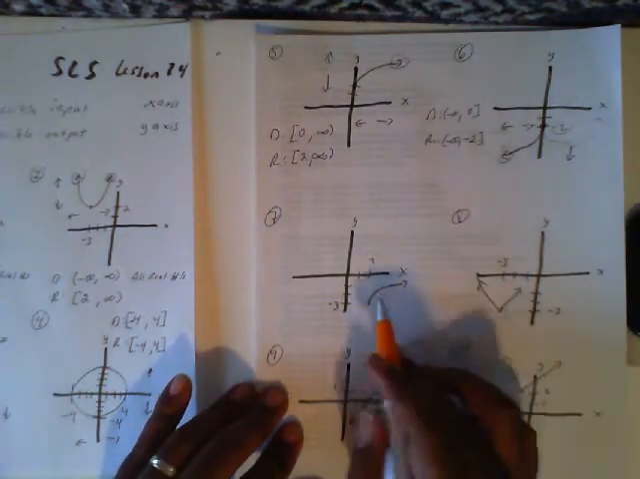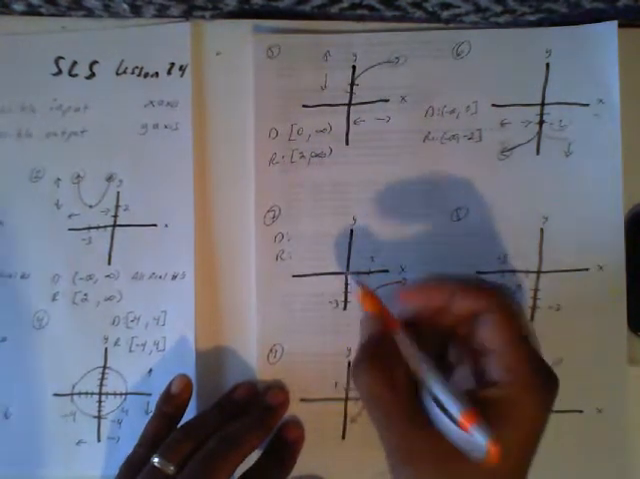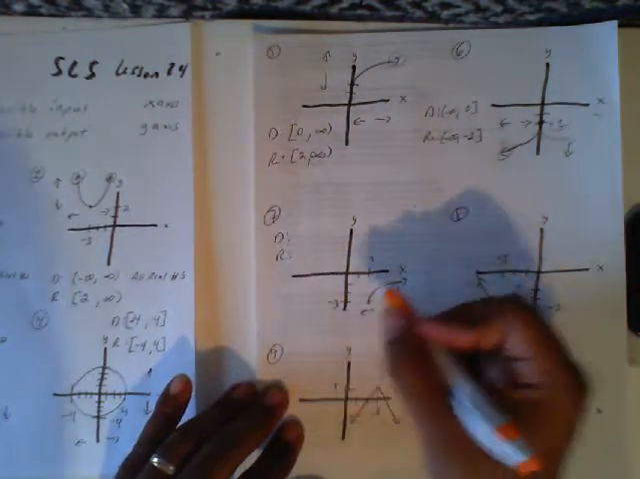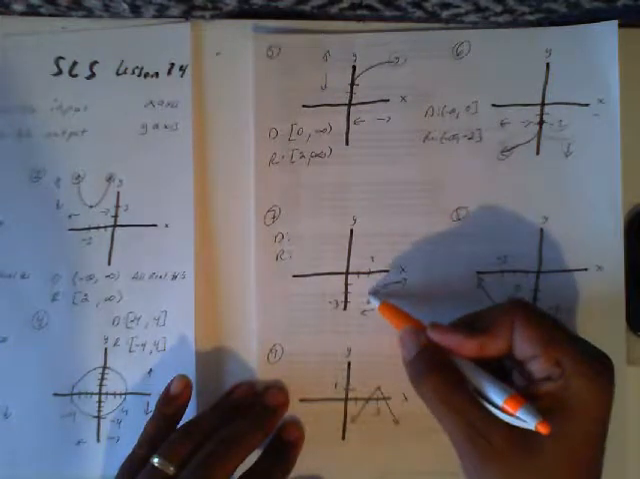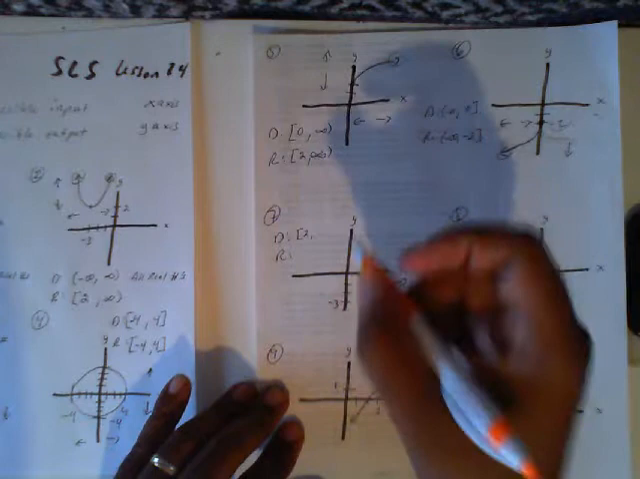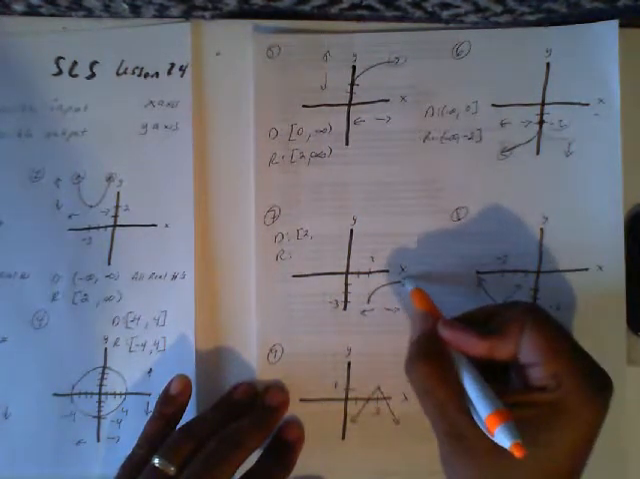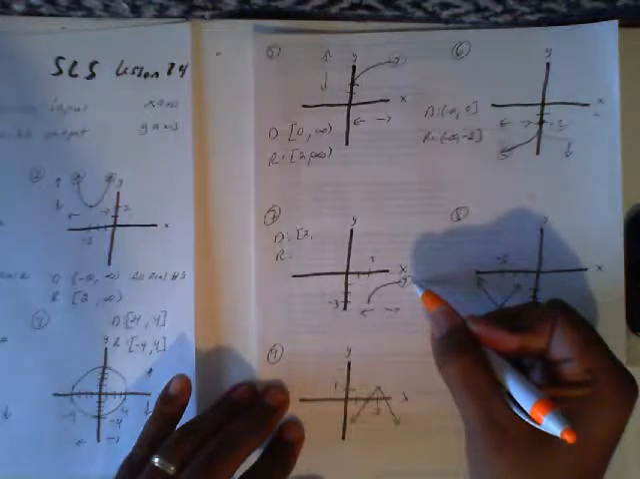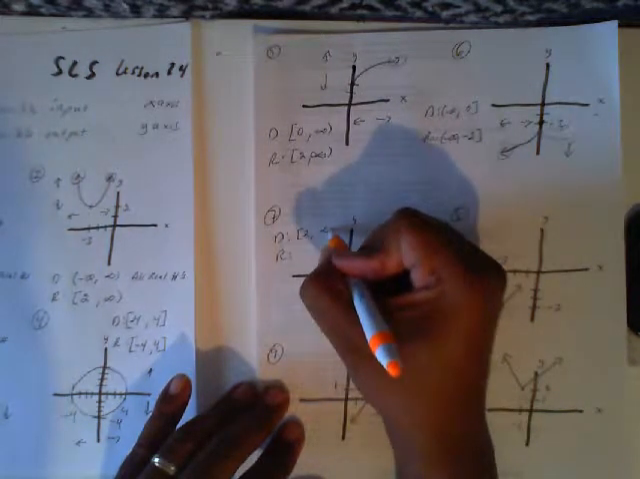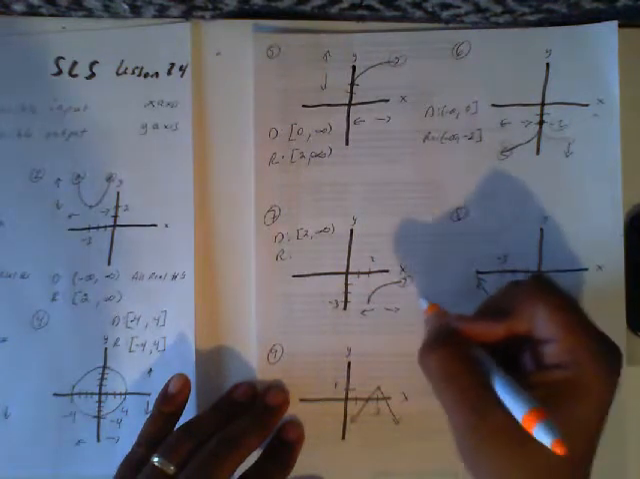On this graph right here, the domain, we look to how far does this graph go to the left. Well, it only goes as far as 2 right here. So to the left, it's 2. And how far does this graph go to the right along the x-axis? Well, according to this, it never stops going to the right. So we'll say +infinity.